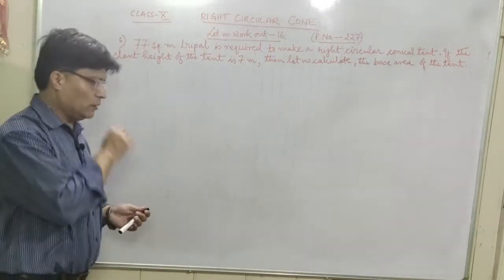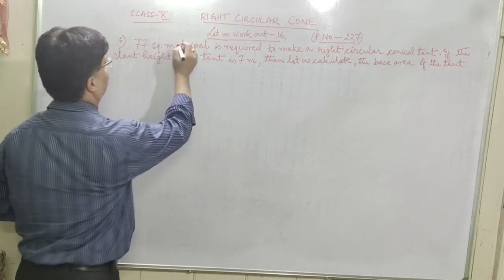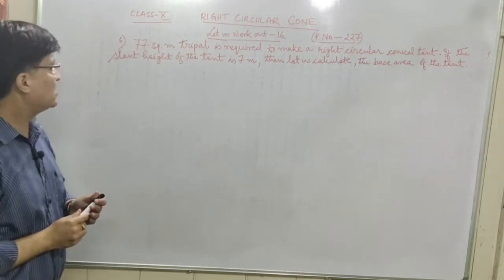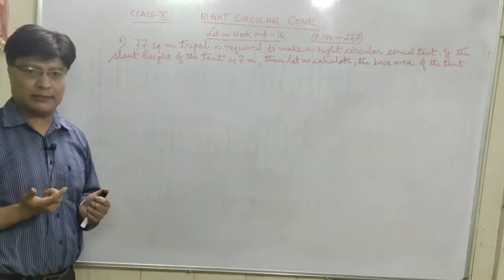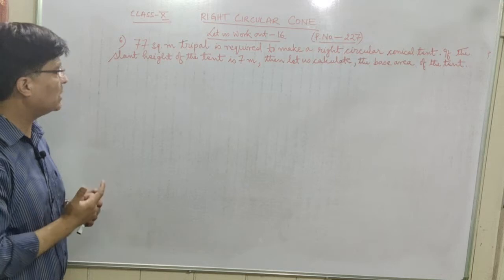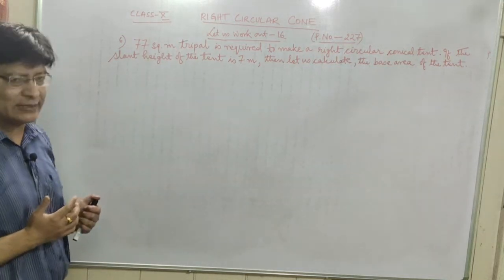So now we will do the next question, that is question number 6. Question number 6 is 77 square meter tripal is required to make a right circular conical tent.